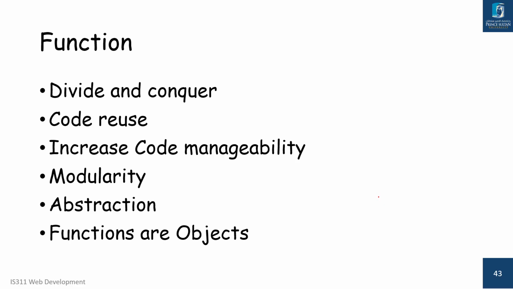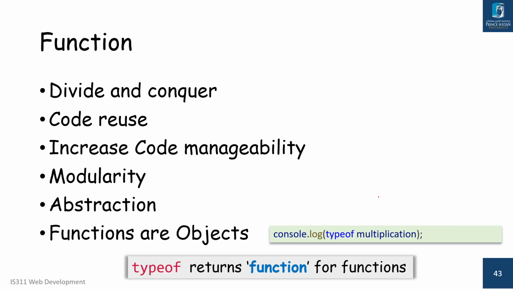We can also write functions inside JavaScript. They are also considered objects. So if I say typeof multiplication, it will give me the value function. Array is also an object. Function is also an object. When we see the practical part in detail, you will see how we can use them as functions. Actually, I will show you in the practical part.